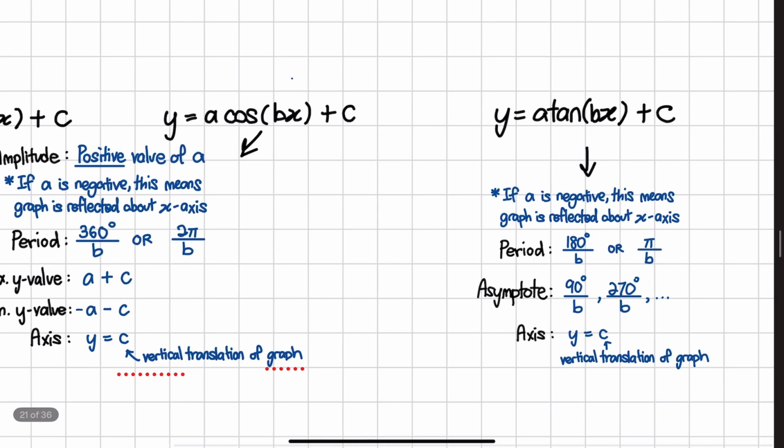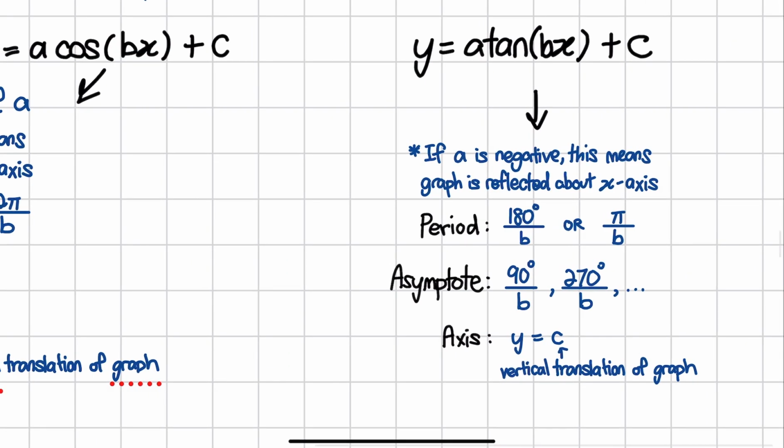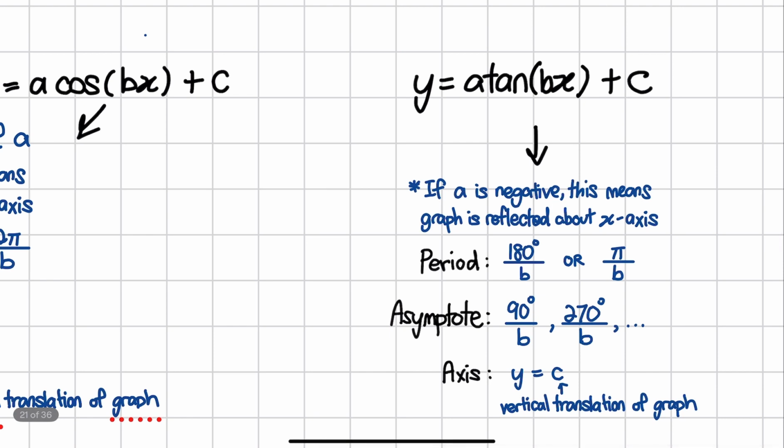Okay, and then we go on to tangent. Tangent: a tangent bx plus c. The negative just means that the graph is reflected about the x-axis. Take note, for tangent graph, there is no maximum or minimum because the graph goes all the way to infinity and negative infinity. So therefore, there is no amplitude.